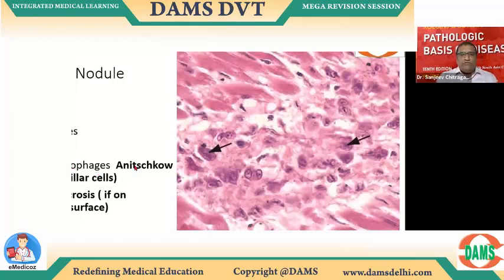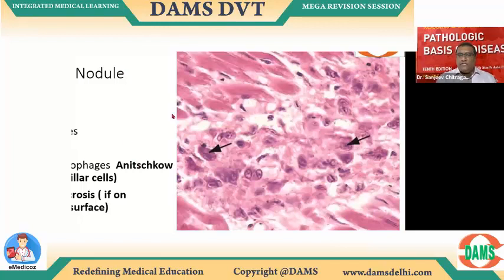These macrophages, we call them Aschoff cells. They look like caterpillars. Look at the nucleus. The nucleus will appear like a caterpillar. That's why they are called caterpillar cells. These are the Aschoff cells. So Aschoff nodule, part of it is Aschoff cell.